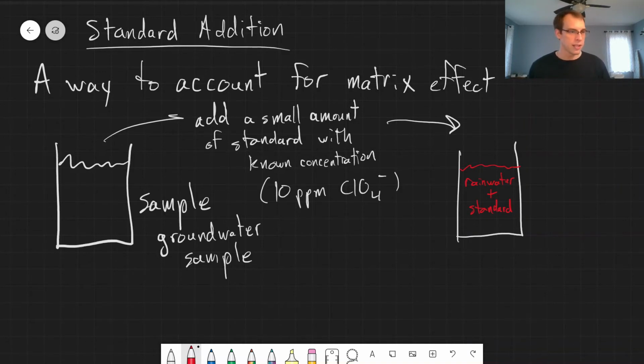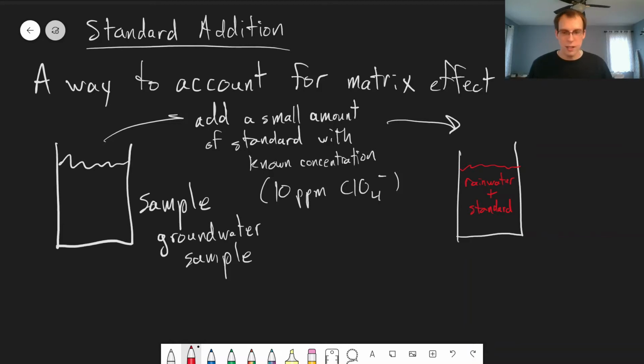Okay, and so the idea is that what we're now going to measure is this change in the signal that we get. And now the matrix is still present, right? We're only adding a small amount, like the volume is fairly small here. The matrix is basically going to stay the same. The concentrations will all get smaller slightly, but all the same things are present. So anything that the matrix is affecting will happen in both the sample and the sample plus the standard.